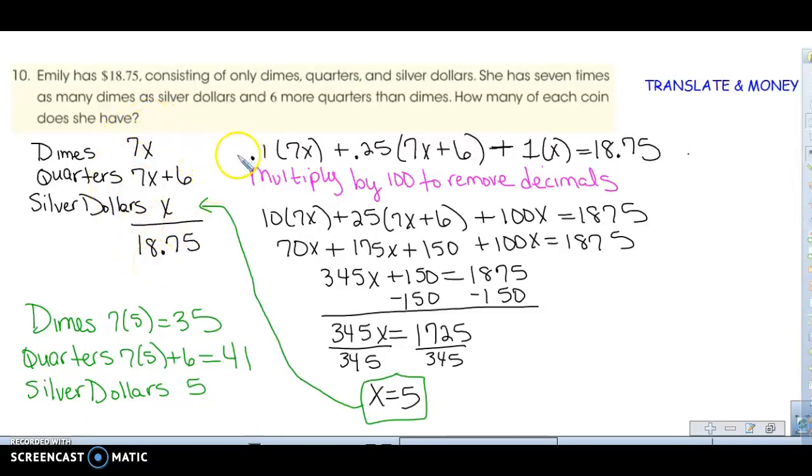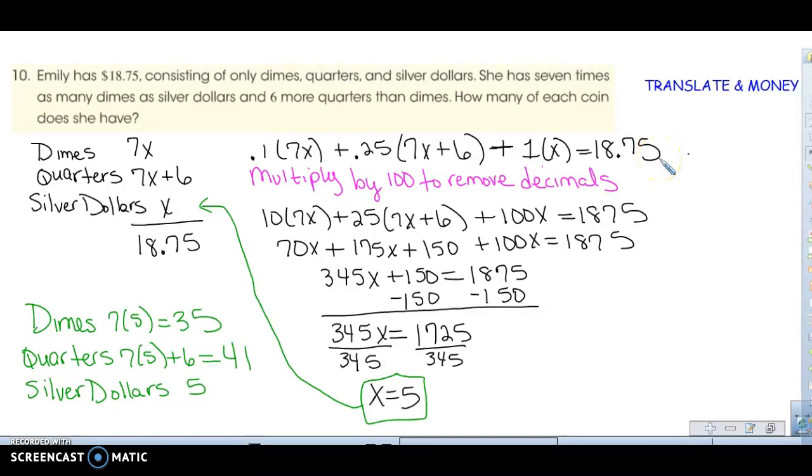But what we must realize is that this is just representing the number of dimes. Each dime has a value of 10 cents, which if you write that as a decimal, 0.1 or 0.10. Same thing. Each quarter has a value of 25 cents, and we write that as 0.25. Each silver dollar has the value of 100 cents, or 1 whole dollar. So we multiply the amount of each coin times the value of it. Set it equal to $18.75.